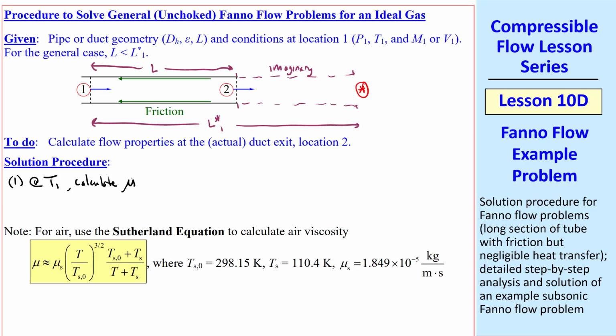You can look this up in tables, or for air I advise you to use the Sutherland equation, which is shown here with these constants. This is a very good equation for getting mu for air at a known temperature. Once we have mu, we can calculate the Reynolds number. I'll call it Re1, which is rho 1 V1 D_H over mu. And I'll put subscripts 1 on mu here and here, since mu changes with temperature, and we know that temperature changes down the duct. We also need to calculate the relative roughness, epsilon over D_H.